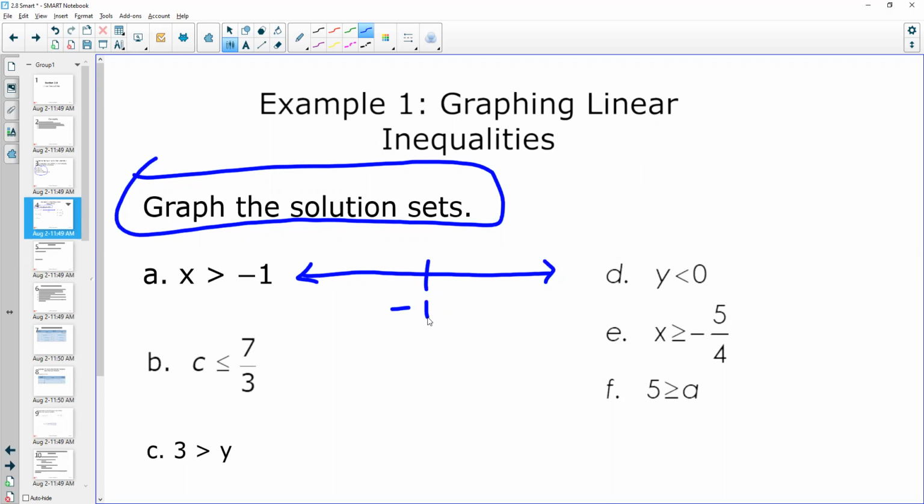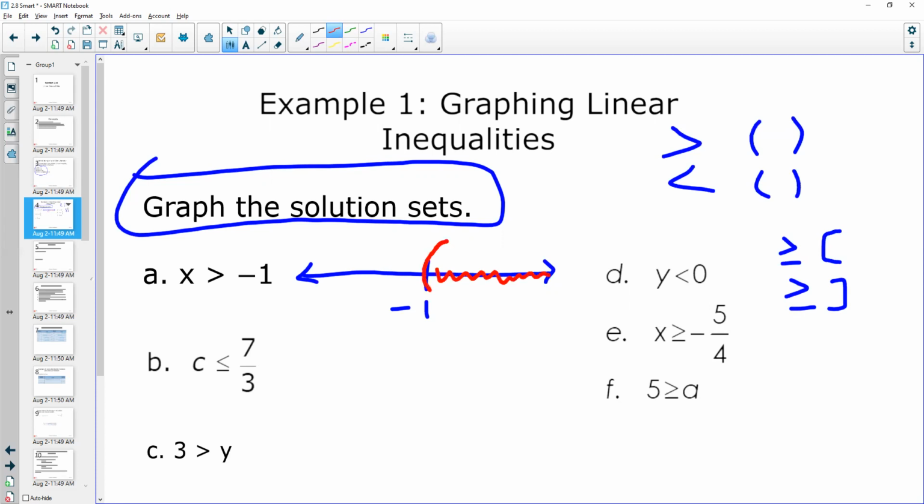So when we graph linear inequalities, we use two sets of symbols. For less than or greater than, we use parentheses, okay? For greater than or equal to, less than or equal to, we use hard brackets. So this is a less than or a greater than. In this case, it's x is greater than. So the answers are this way, which means I'm going to shade this direction and I'm going to use a parenthesis. That's all this is. So we're going to do the next one.